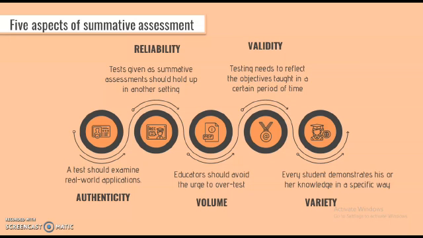And the last, variety. This factor has perhaps the largest impact on student success in summative assessment. Every student demonstrates his or her knowledge in a specific way, and giving a one-dimensional test can adversely affect individual learners. So the testing should always include cognitive, psychomotor, and affective learning domains.